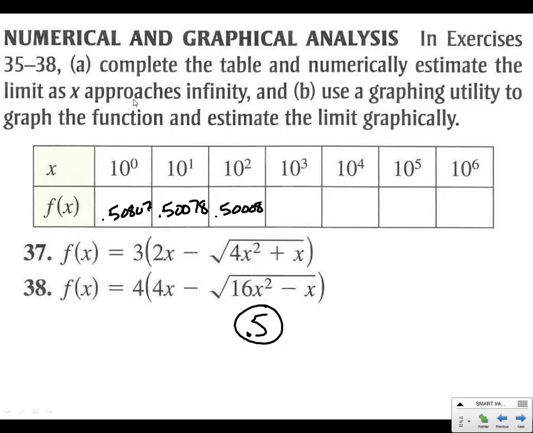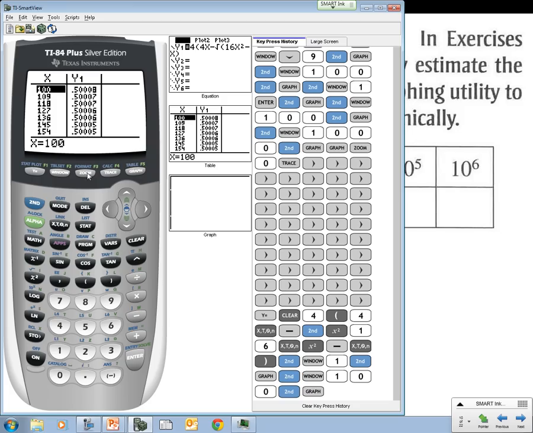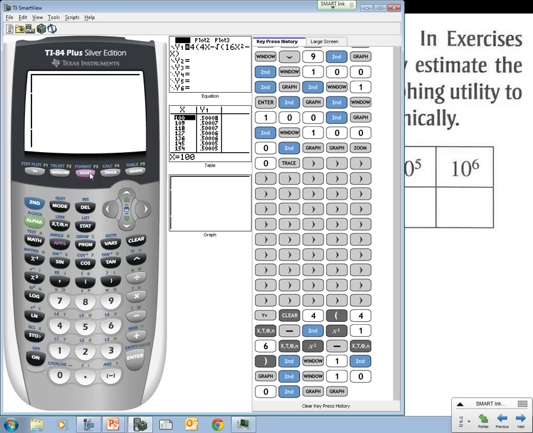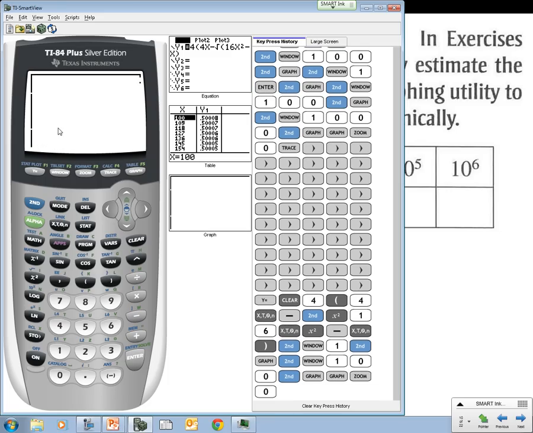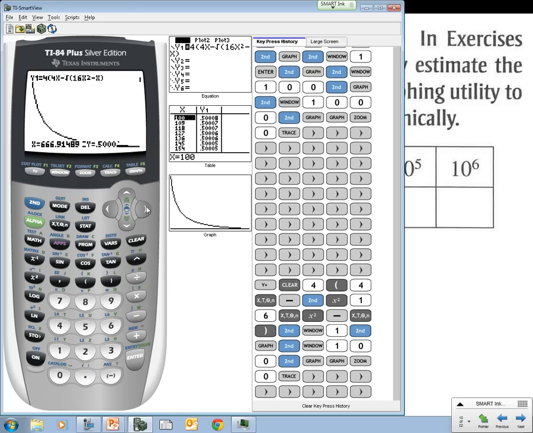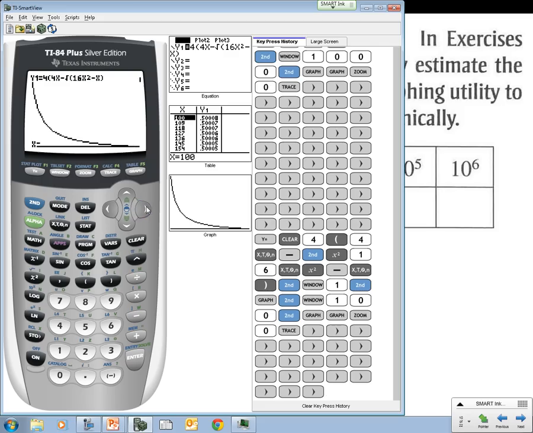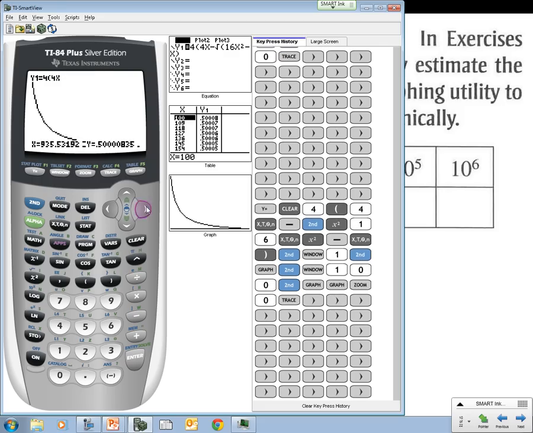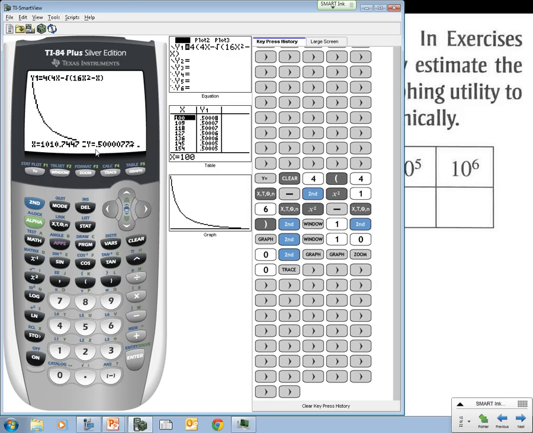And let's go ahead and look at the graph just to verify this graphically. Do our zoom fit. And what are we closing in on? Let's hit our trace. And you can see here that our number is getting smaller and smaller and smaller, but never smaller than 0.5.